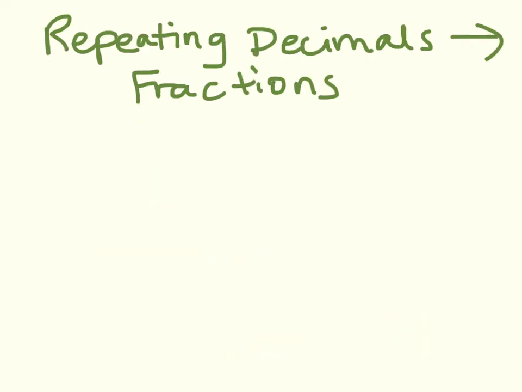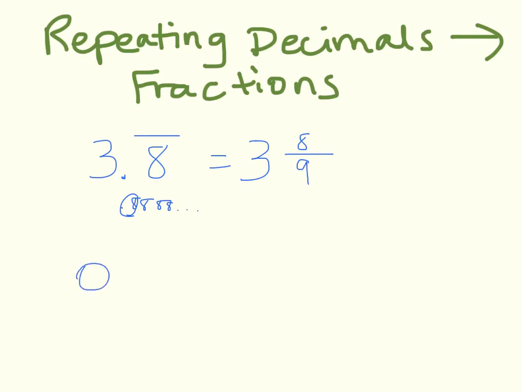And the last thing we're going to look at is turning repeating decimals into fractions. If I have 3.8 repeating, I say, okay, I've got 3 wholes. That stays there. My 8 is what's repeating, right? It's 0.8888, and so on. So 8 is going to be my numerator because that's what repeats. Since there's one number repeating, I put 9 in my denominator. If there were 2 numbers repeating, I would put a 99.